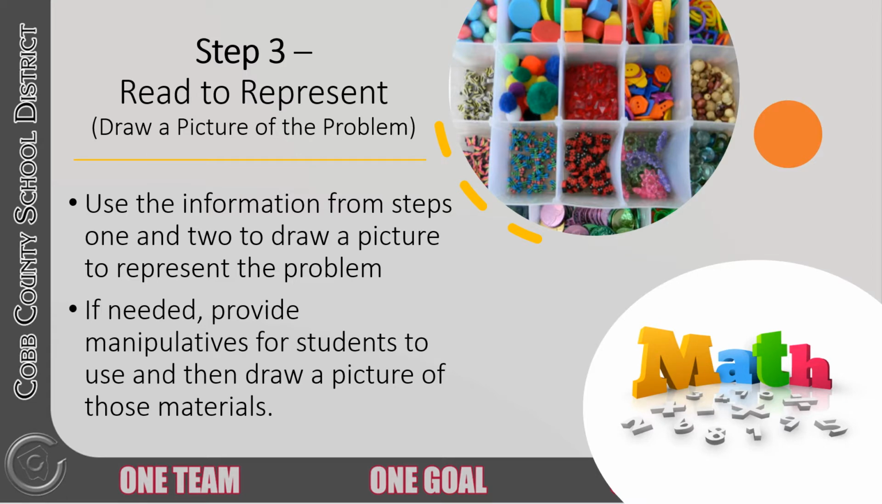Step number 3, read to represent. So basically in step 3, we are drawing a picture of the problem. We are going to use the information from steps 1 and 2 to draw a picture to represent the problem. If needed, provide manipulatives for students to use and then draw a picture of those materials. Some common household materials we've seen have been beans, buttons, cereal pieces, bingo markers or chips, pom-pom balls, and even edibles like goldfish or M&Ms.